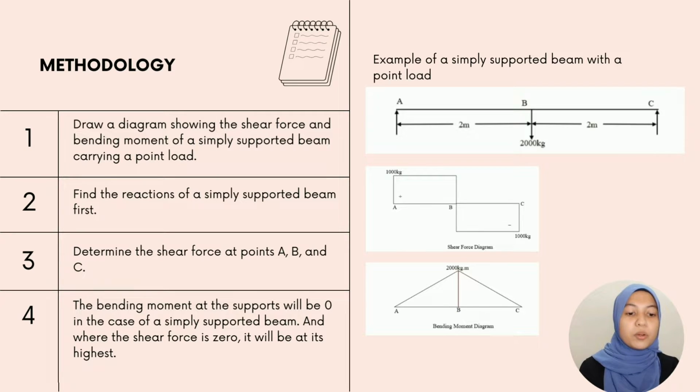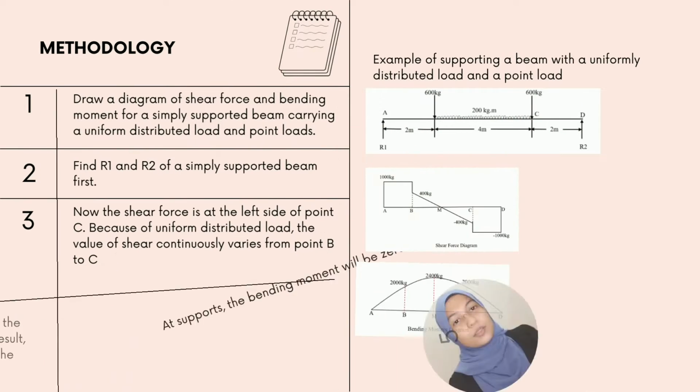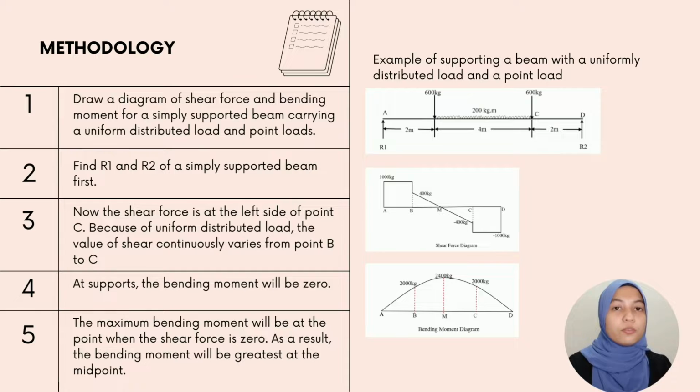And then the bending moment at the support will be 0 in the case of a simply supported beam, and where the shear force is 0, the moment will be at its highest. At points A and C, the moment will be 0. For B, the moment equals 1000 multiplied by 2, which equals 2000 kgm. So the next one is an example of a uniformly distributed load and a point load.